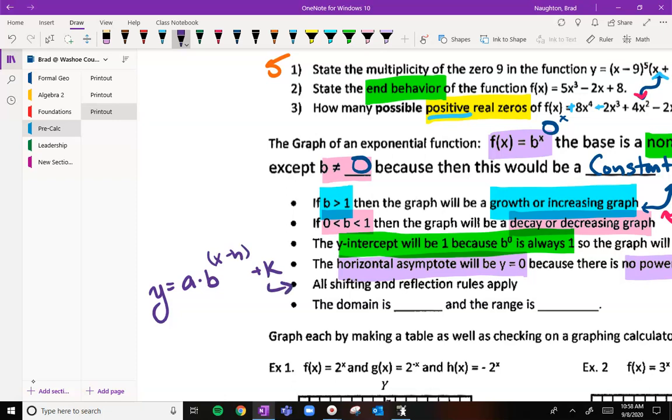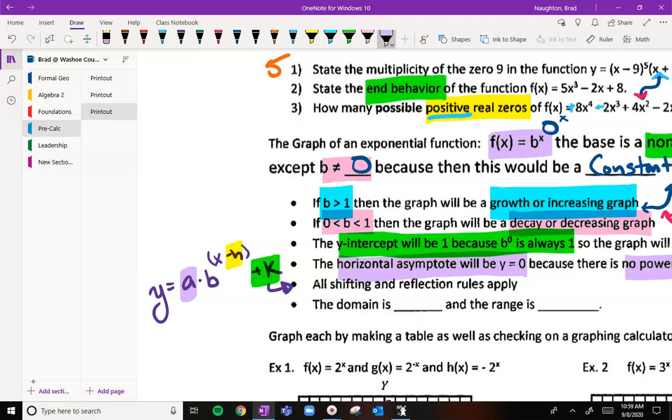So this is our shifting rules. We're going to have an h, and notice it's a minus h, so that's going to be opposite. And then our k is going to be really important because eventually we're going to see that that's going to shift values up and down as well as our asymptote. And then we could also have a stretch with our a.